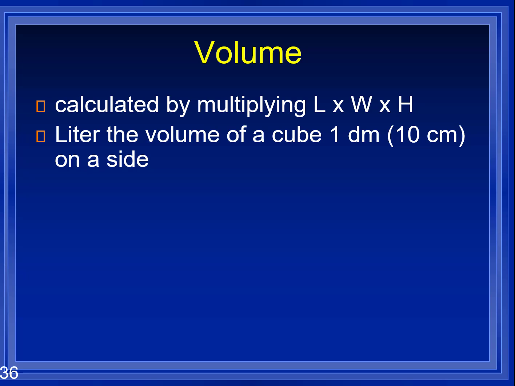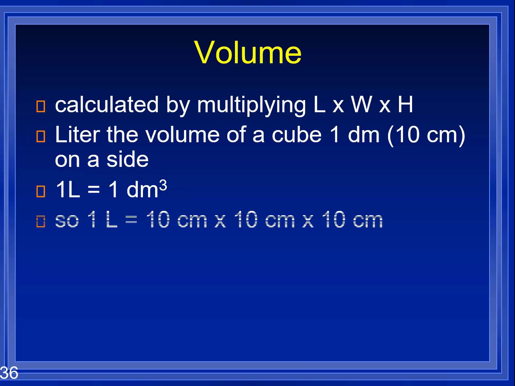So each one of these lines on here is a centimeter. And see how they make little cubes? Let's figure out how big those cubes are. So a liter is 1 decimeter cubed, or 1 cubic decimeter, depending on which way you want to say it. So a liter is 10 centimeters times 10 centimeters times 10 centimeters, length times width times height. That's going to be the size of this block. Everybody in agreement?